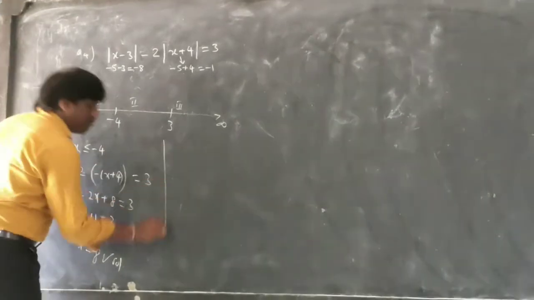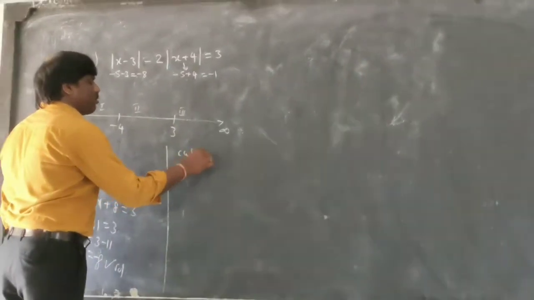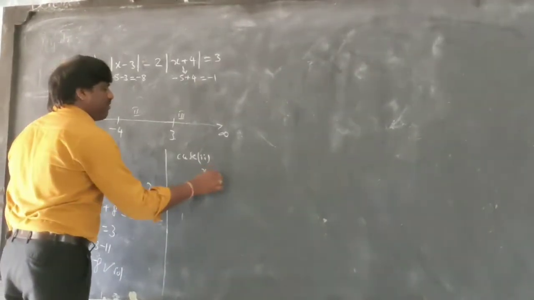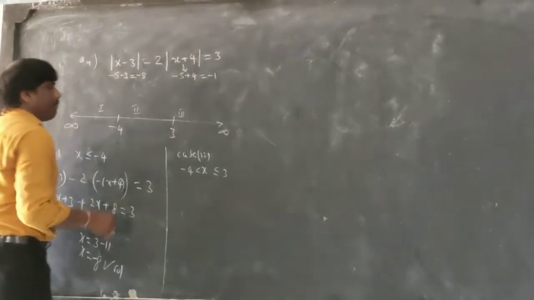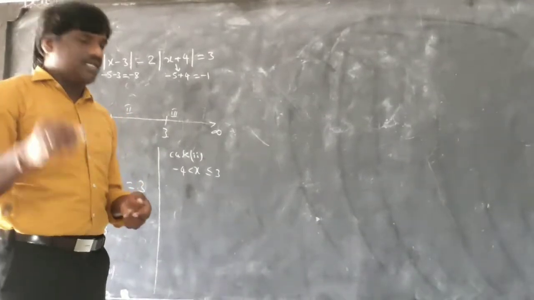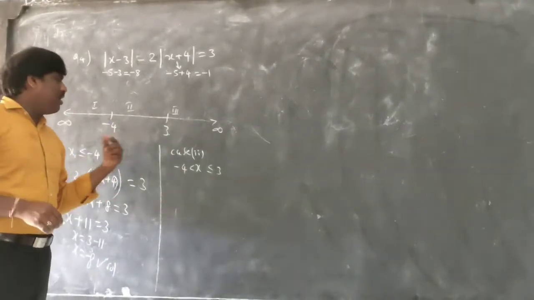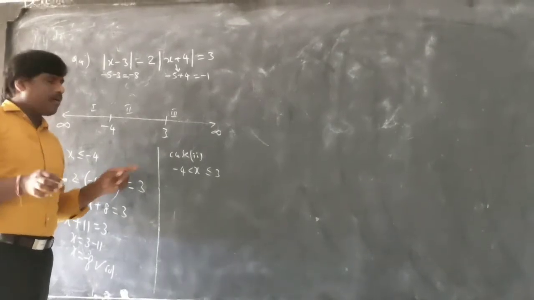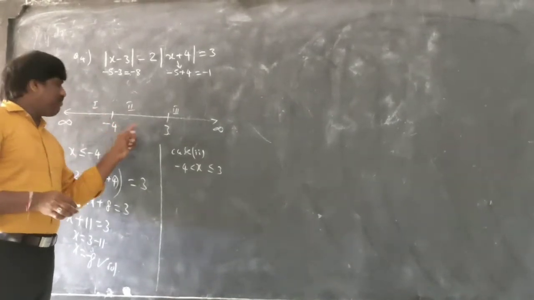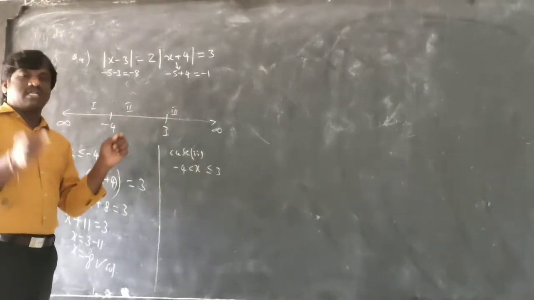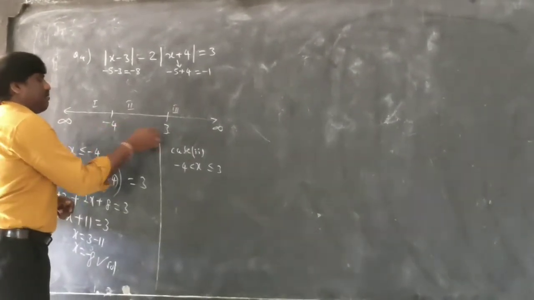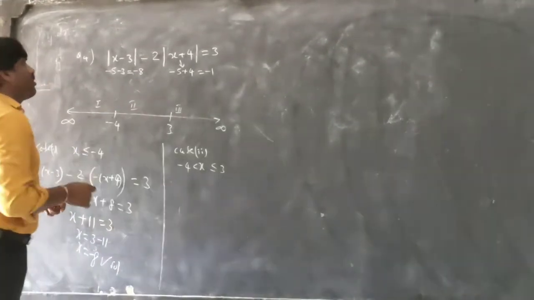Let us go for case number 2. What is case number 2? The x must be lying in between, so x is between minus 4 and 3. Pick up a number between minus 4 and 3. There are so many numbers between minus 4 and 3. You can pick up half like this also, or points. So you can take 0 here.